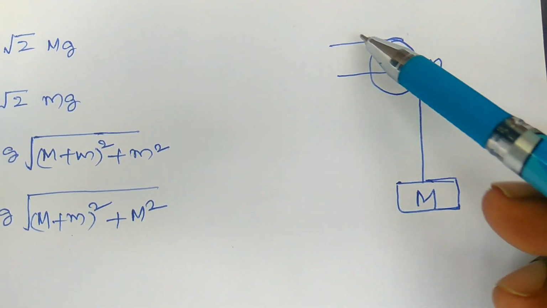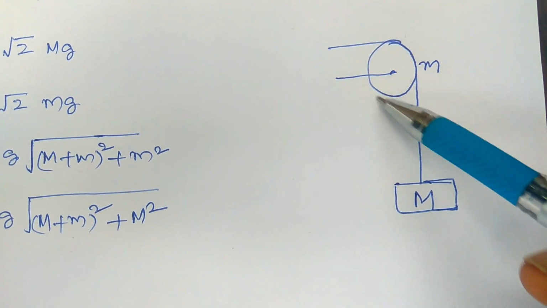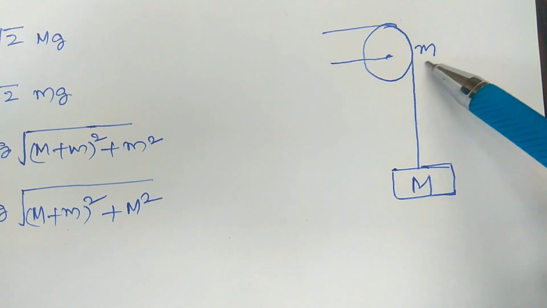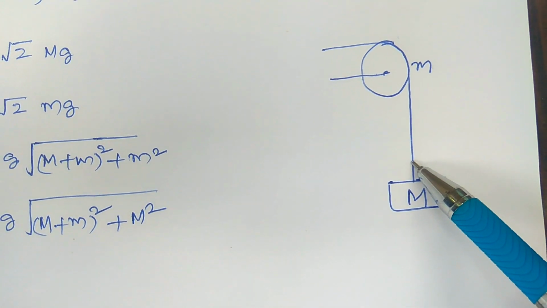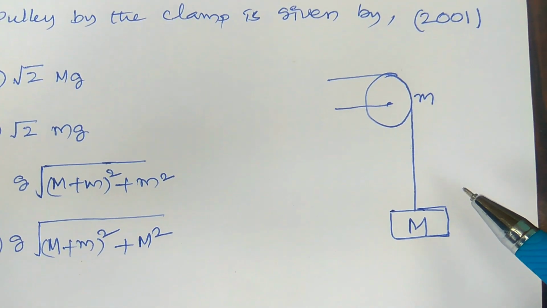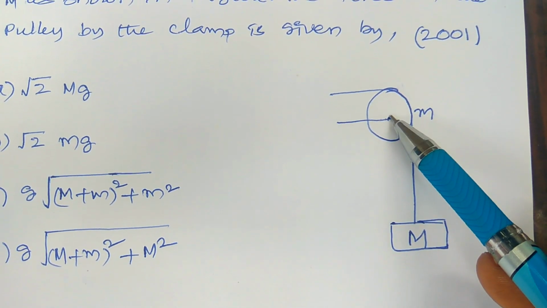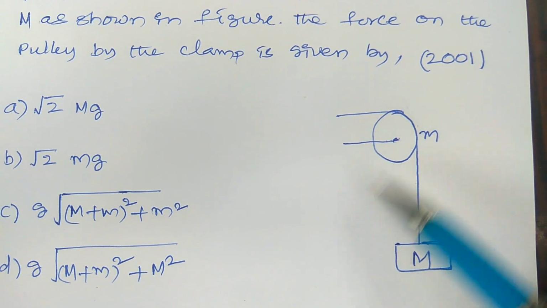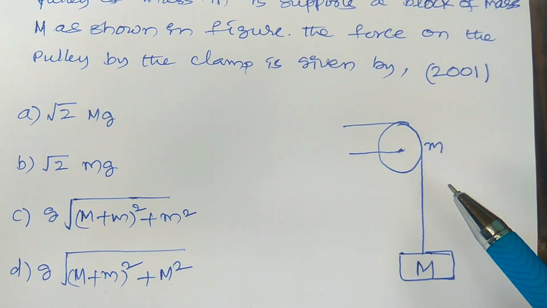So here there is a thread having negligible mass, and here this is the pulley with the clamp. This is the clamp, this is the mass of the pulley, and this is the block of mass capital M hanging from the thread. The mass of the thread is negligible. Now we need to find the force given by the clamp on the pulley. That is our task to find the solution.